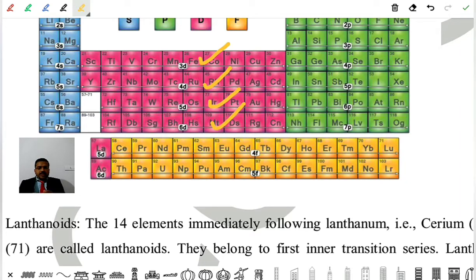But the point to be noted is that elements with atomic number 90 to 103 are not part of the 6d series. Those are the actinoid elements. So the elements belonging to the 6d series would be actinium, then rutherfordium, and it will end in copernicium with atomic number 112. The elements with atomic number 90 to 103 are not part of the 6d series.